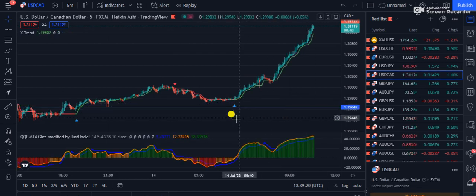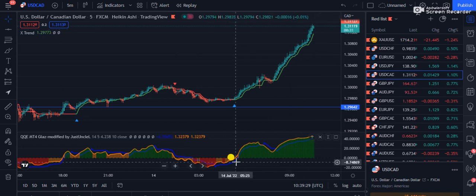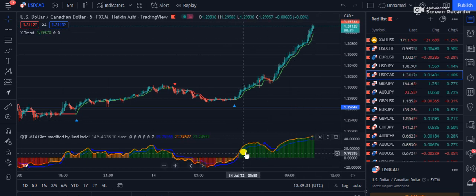So overall, if you look at the results of this indicator, it has really amazed me, because you can see on the USD CAD buy signal, it strongly went up, and the QQE MT4 also turned green, so it was a perfect signal.